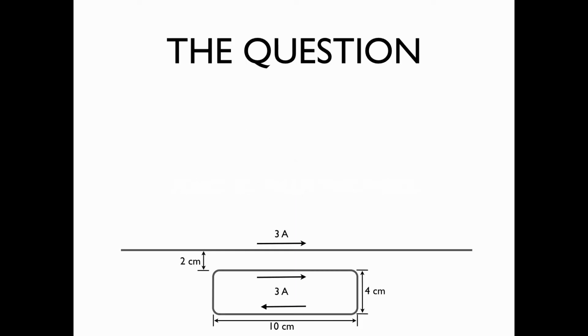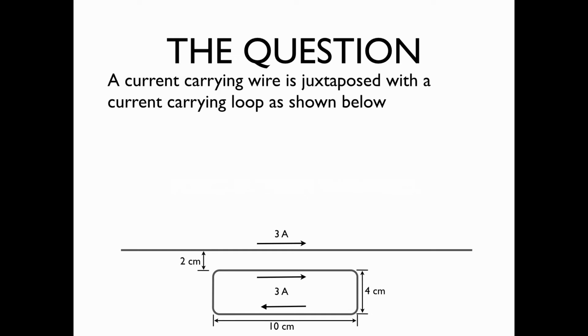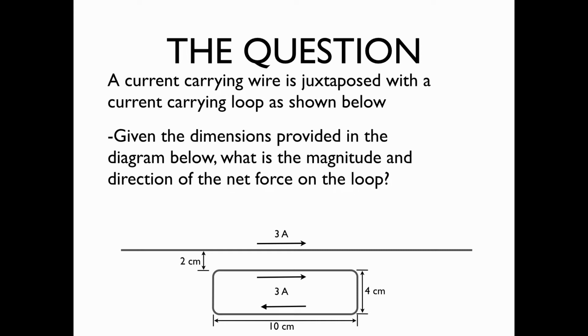This is video 21.3. We will be looking at the force between two wires. The question: a current carrying wire is juxtaposed with a current carrying loop as shown below. Given the dimensions provided in the diagram, what is the magnitude and direction of the net force on the loop?